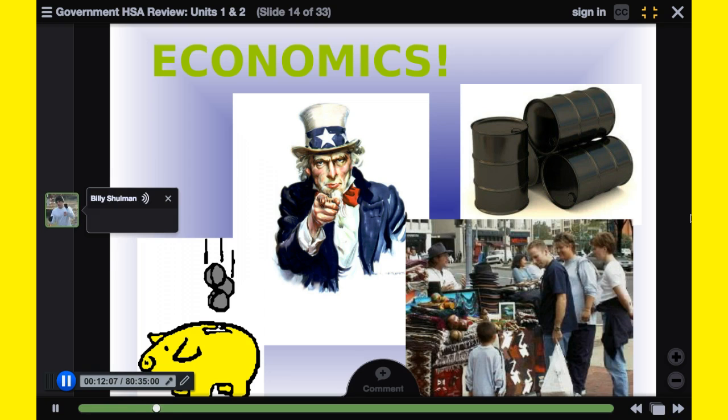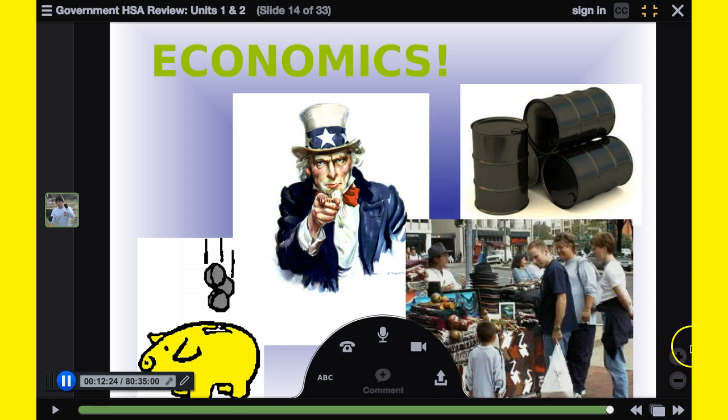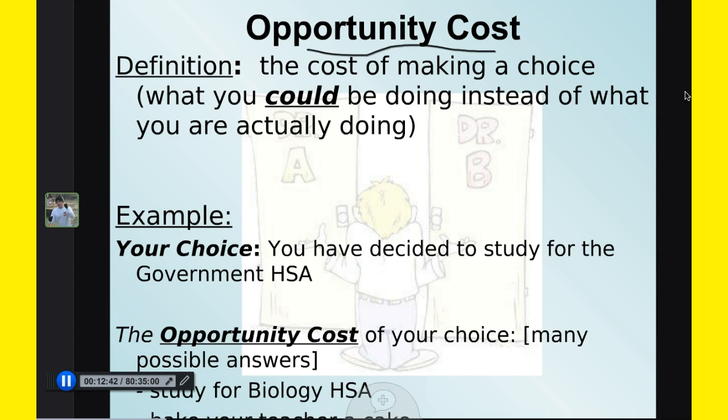In the next few slides, we will be moving away from government and looking at the role of economics in our daily lives, as well as government's interactions with our daily economy. One of the most important economic principles that you will find on the HSA is the idea of opportunity cost. Quite simply, opportunity cost is what you could be doing instead of what you are actually doing.